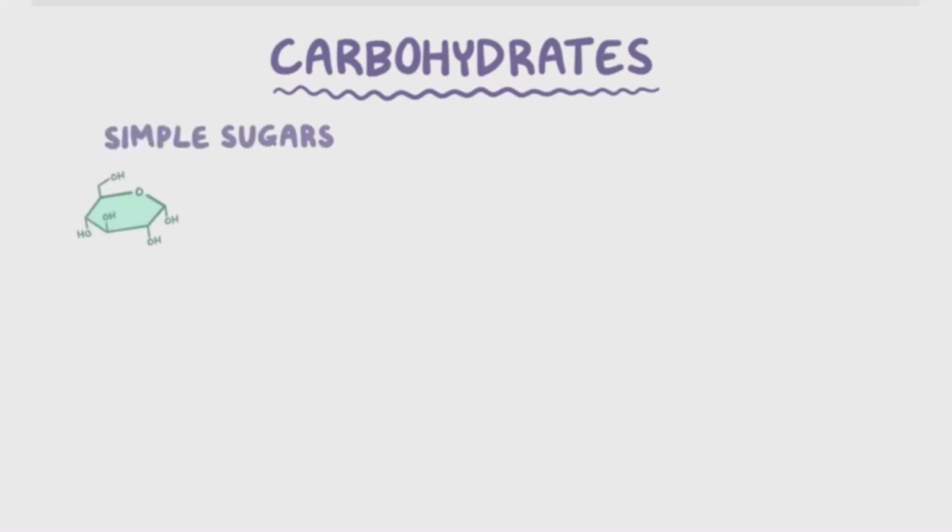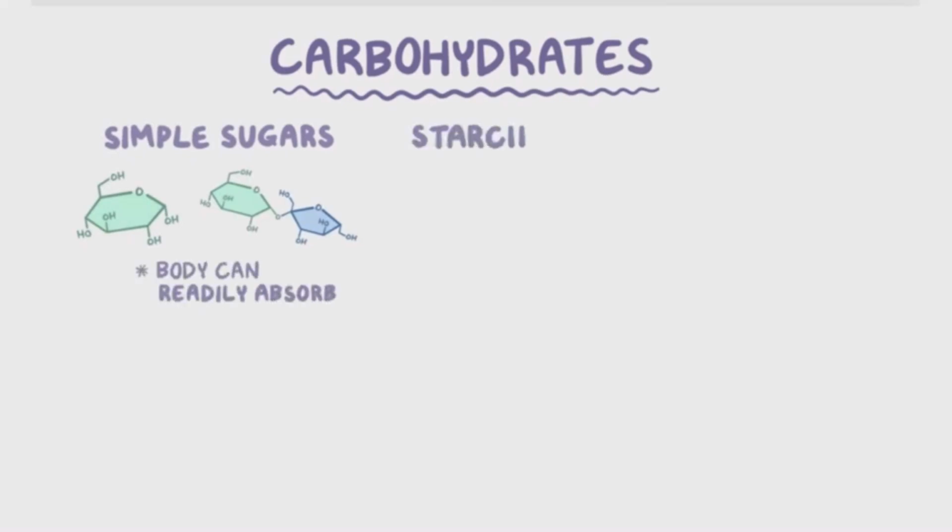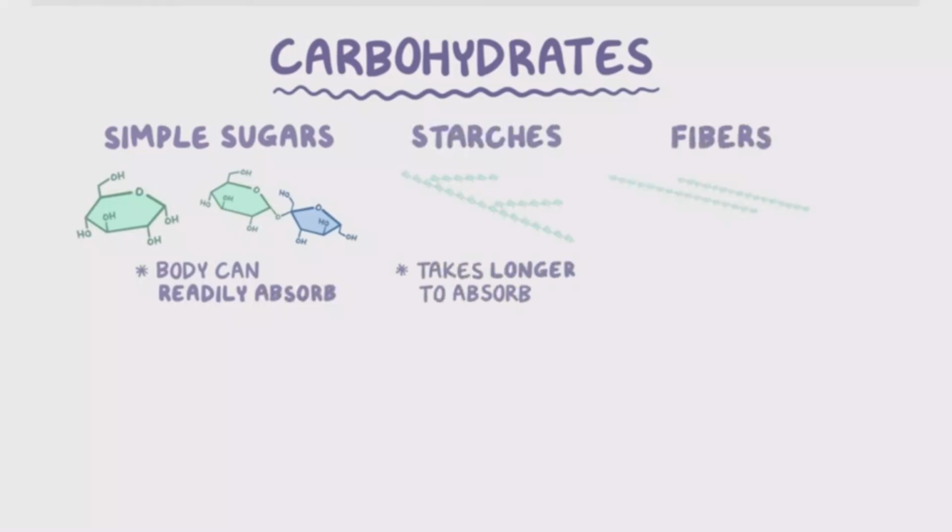Alright, as a quick recap. There are various types of carbohydrates. Simple sugars are monosaccharides and disaccharides that the body can readily absorb. Starches are polysaccharides that take longer to absorb. And fibers are polysaccharides that the body can only partially absorb with the help of gut bacteria.